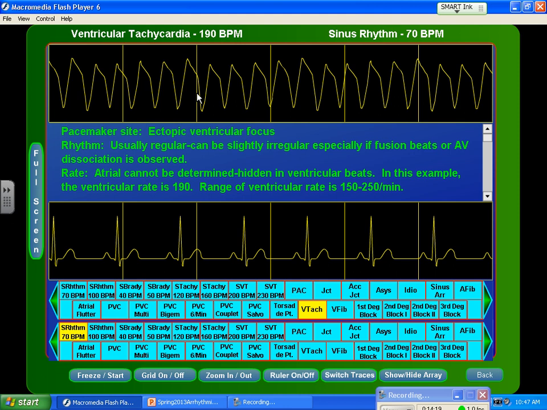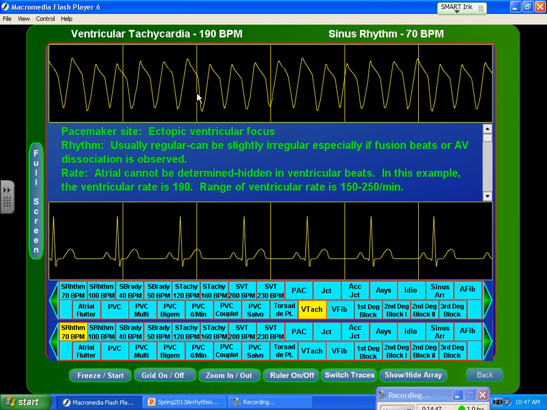So there are two types of VTAC: pulse and pulseless. If they have a pulse, then we're going to give them oxygen and lidocaine, and find out what the underlying problem is and try to correct that. If they are pulseless, so you see on the monitor that they're in VTAC but you can't get a pulse, you treat that just as if they're in cardiac arrest. You're going to defib and start CPR.